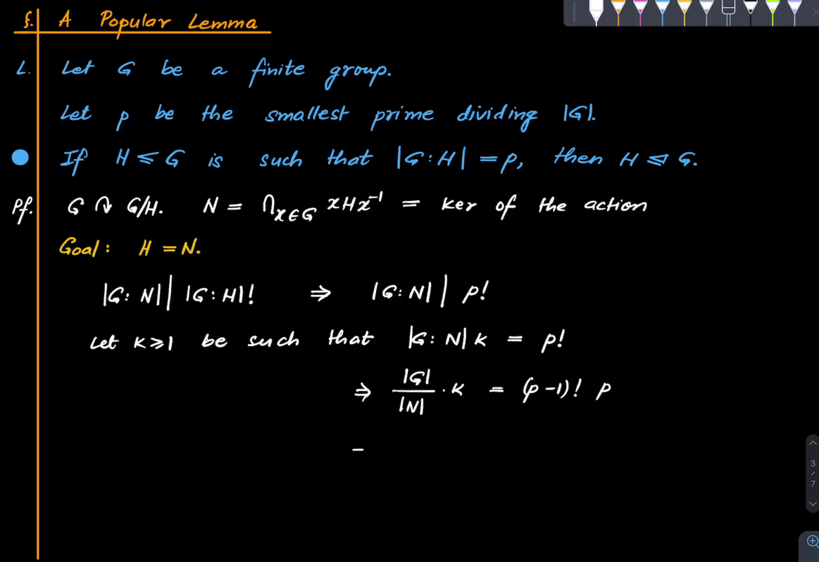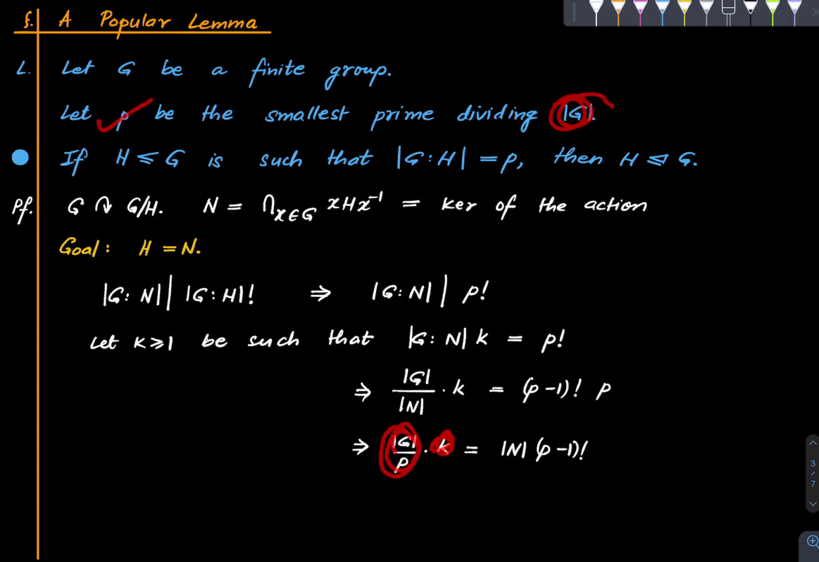So we get this upon p times k is equal to the cardinality of N times p minus 1 factorial. Just a manipulation. K is not some subgroup, K is a number. Okay, so note that this is an integer because p divides mod G, that's in the hypothesis.